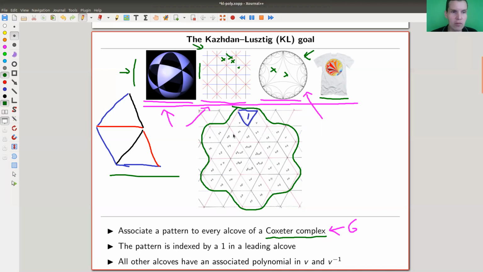And all of the alcoves in this pattern, so the shape of the pattern, as well as the entries of the pattern, depend on my leading alcove. So here my leading alcove is on top. And all of these entries here, so here's a v cubed, for example, depend on the starting alcove. And that's what I call a pattern. And within each of those alcoves, you see a polynomial in v inverse. Okay, that's what we want to do.